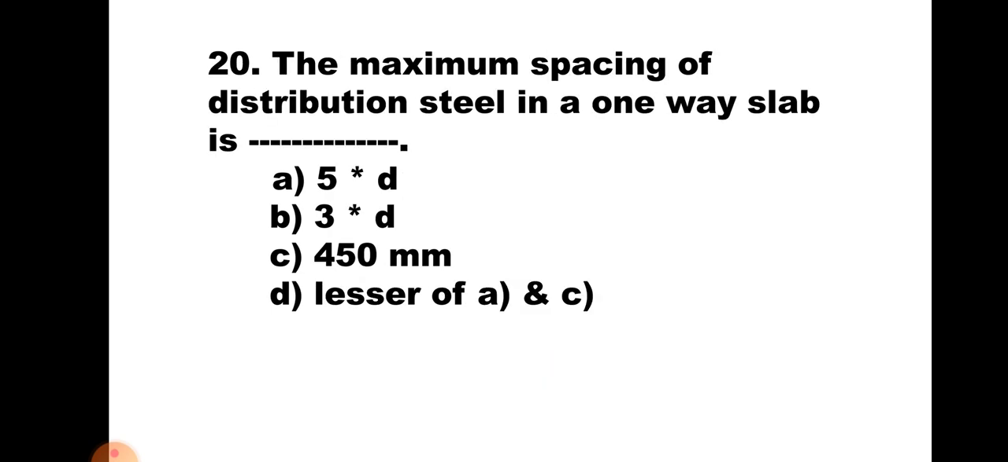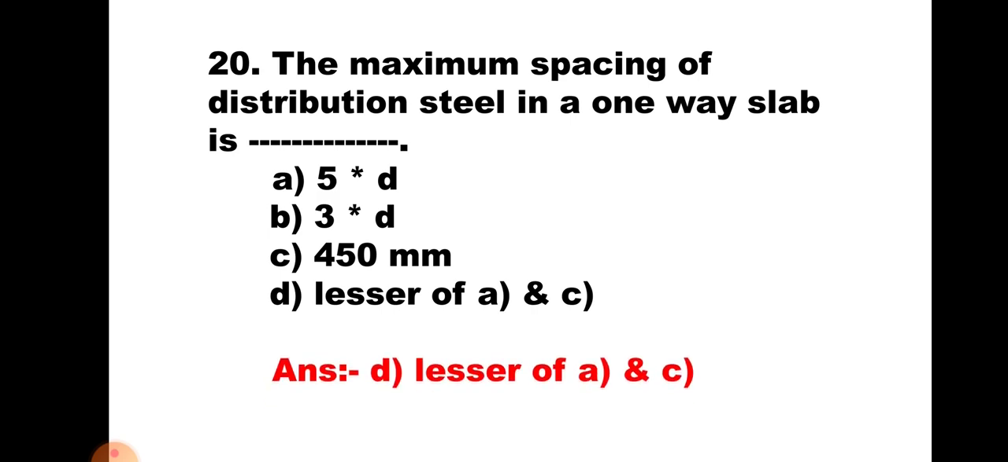Question number 20. The maximum spacing of distribution steel in a one-way slab is A, 5D, B, 3D, C, 450 mm, D, lesser of A and C. Now according to IS 456-2000, we know that the maximum spacing of distribution steel in one-way slab is 5D or 450 mm, whichever is less. Hence the correct answer here is D, lesser of A and C.